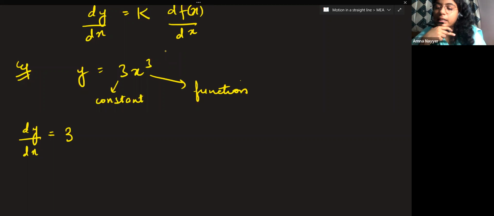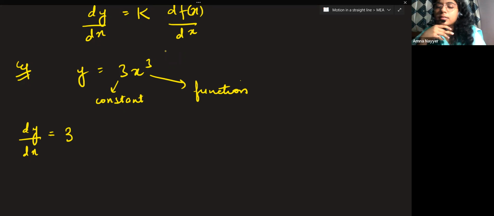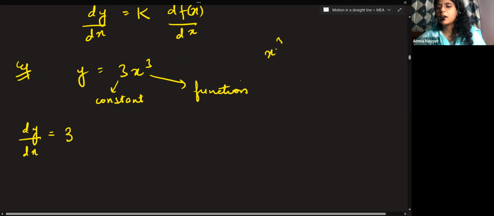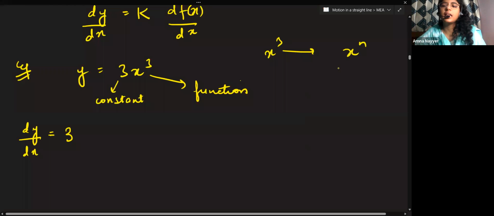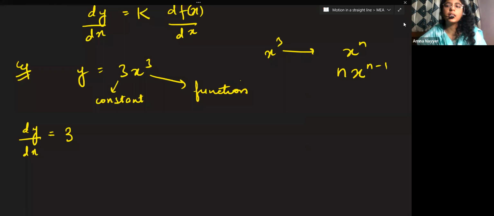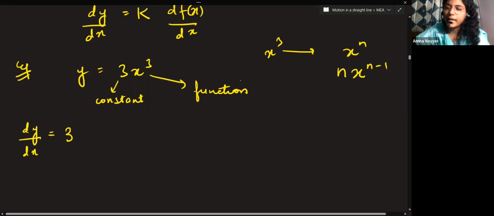X to the power n. Then what happens? Here n is 3. X to the power 3 you are differentiating. So x to the power n becomes nx to the power n minus 1. Now Aisha, can you try? Try in front of me. I'll help you. See, x cube is there. You are here to learn, so I'll help you. Don't worry about that. X cube is there. N x to the power n minus 1. So what will it be for x cube?